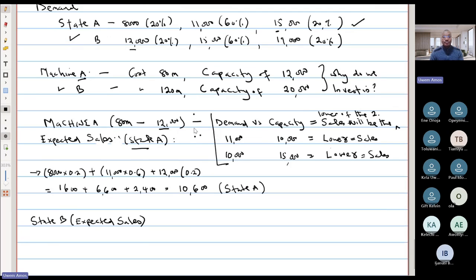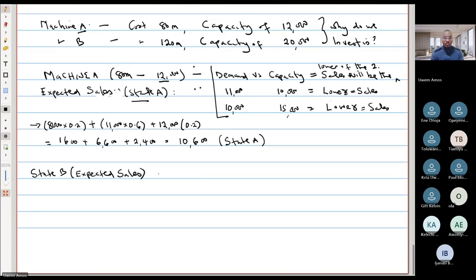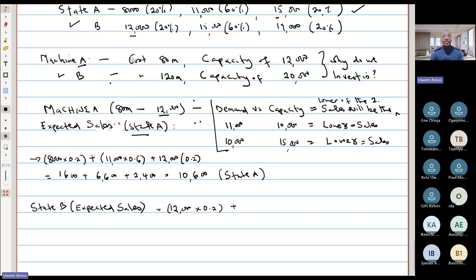So that would be 12,000 multiplied by 0.2 plus our next demand for state B is 15,000. Our machine A has a capacity of 12,000. And we said that whenever you're comparing demand against capacity, the lower one is your sales. And we explained that concept. So 15 and 12, the lower one is 12. So that's 12,000 multiplied by 0.6.